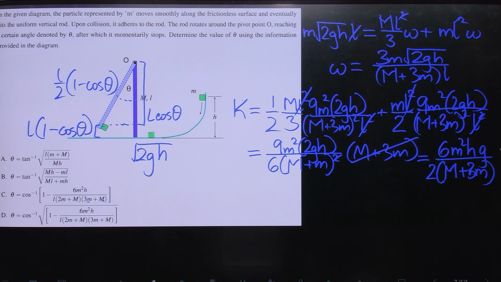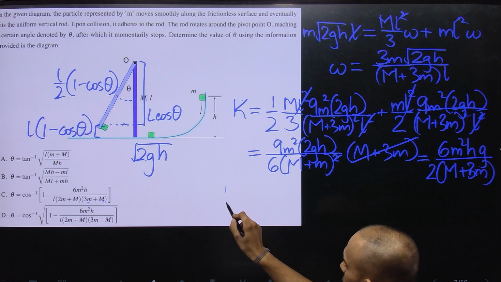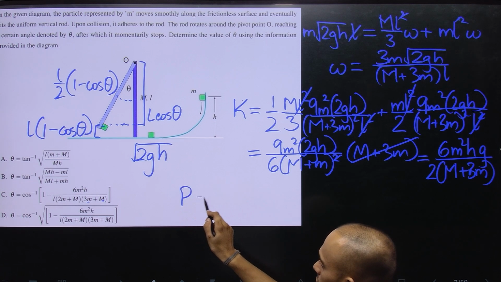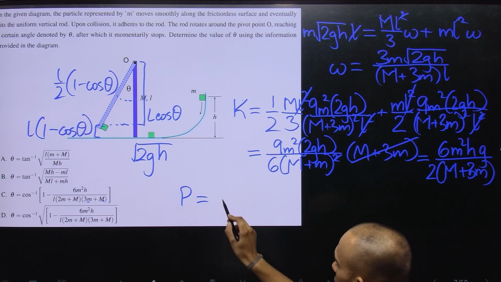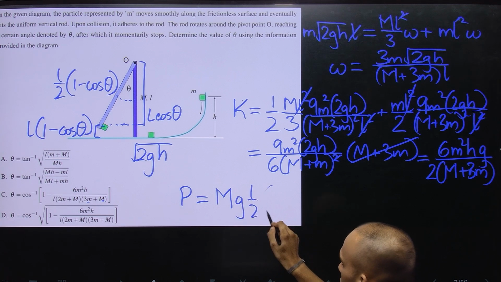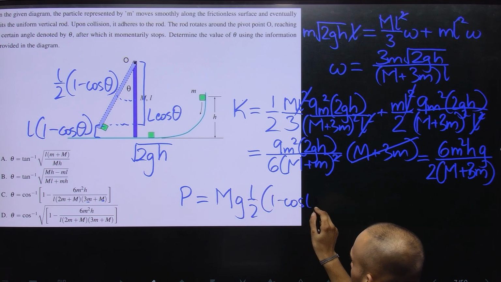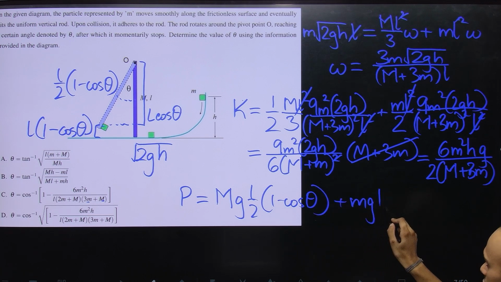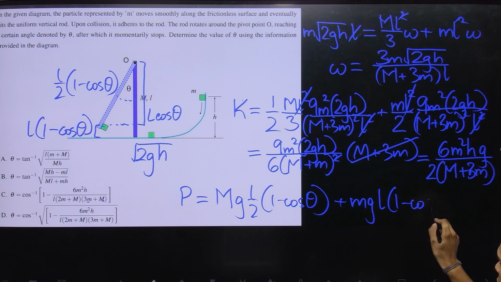Let us now equate this to the gain in potential energy of the system, which is simply mgh of all the objects. For the rod, the center of mass of the rod rises by L by 2 into 1 minus cos theta. So that will be the gain in potential energy. And the gain in potential energy of the mass is m into g into h, that is L into 1 minus cos theta. This will give us the exact value of theta.